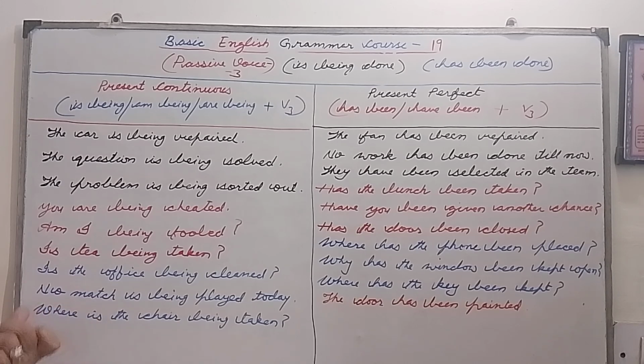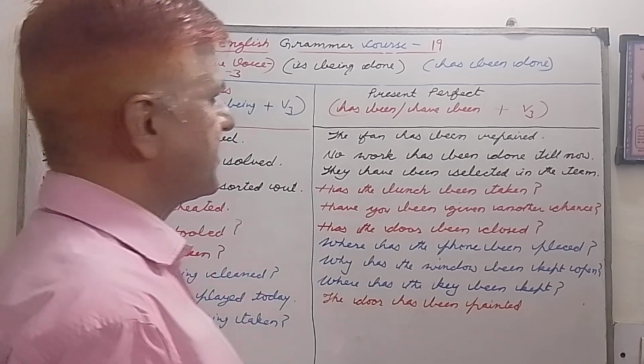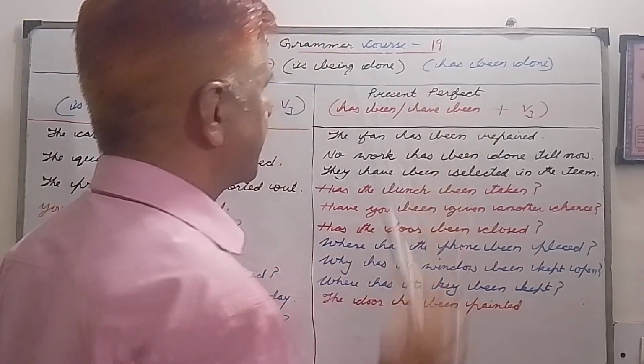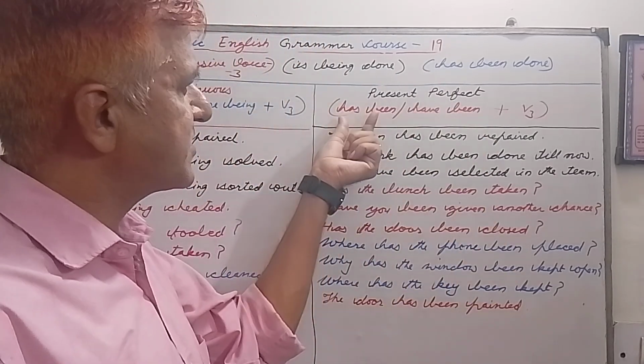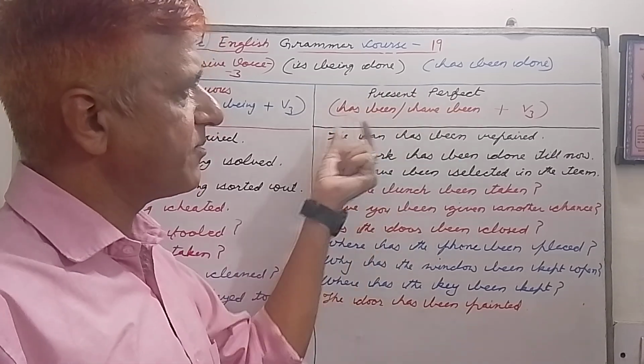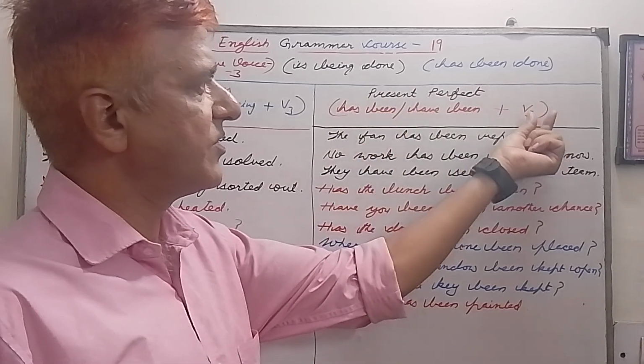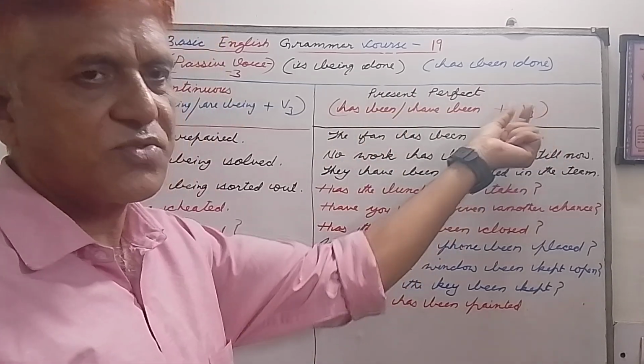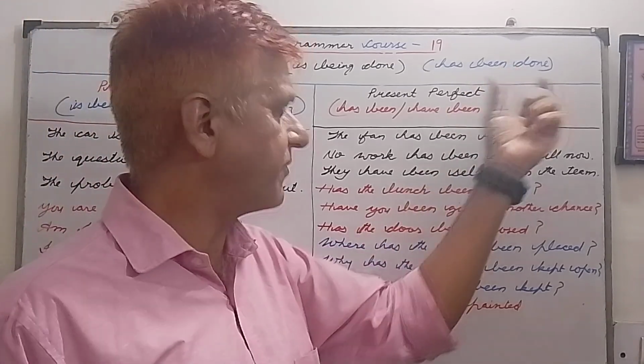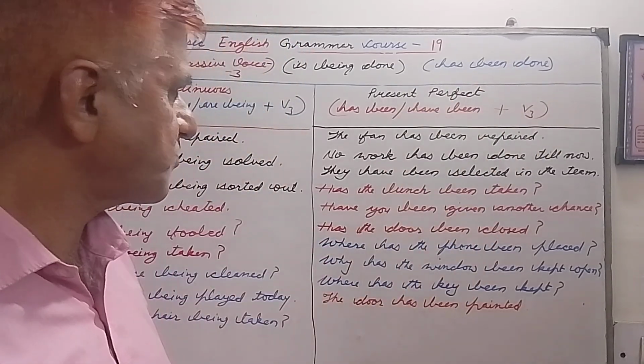Now what is getting affected? It is the chair, the subject, which is getting affected. So this is actually the passive voice of present continuous tense. Now we will study the passive voice of present perfect. So the helping verb is has been or have been, depending upon the subject, and as usual we always use the third form of the verb in passive voice.